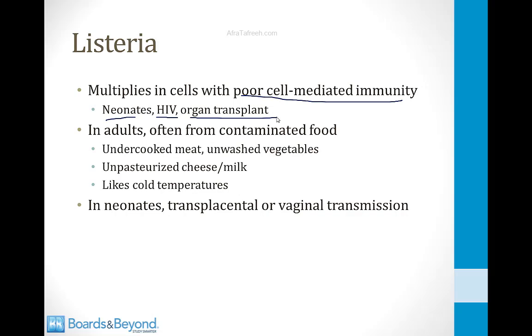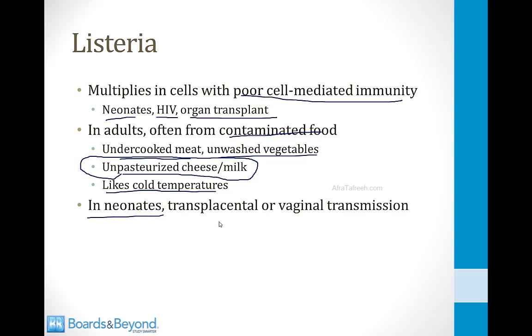Adults can get sick from Listeria if they consume contaminated food, so it's often found in undercooked meat or unwashed vegetables, and it's classically found in unpasteurized cheeses and milk. Pasteurization is a process by which you warm up dairy products and then cool them off to eliminate bacteria. If you consume unpasteurized cheese or milks, you're more likely to get infected with Listeria. And it likes cold temperatures, so the milk and cheese are kept in the refrigerator, and this is favorable for Listeria. In newborn babies, they can get sick with Listeria from transplacental or vaginal transmission from the mother sometimes. We'll talk more about that in a minute.